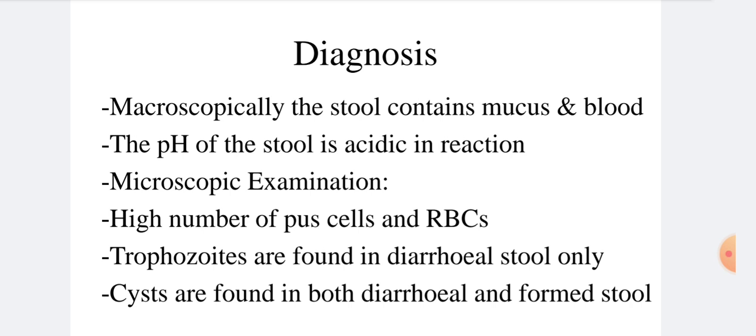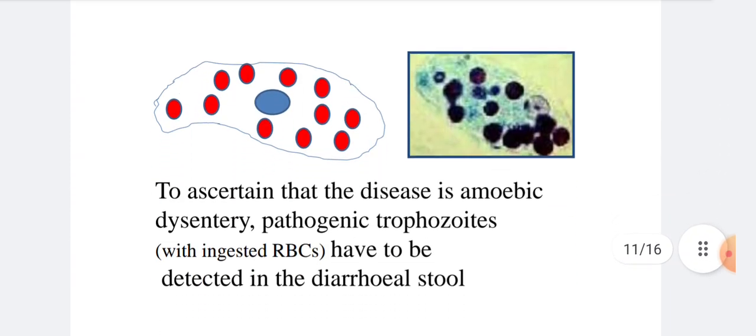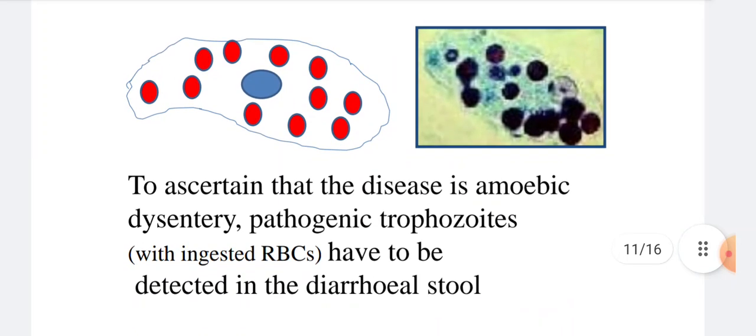Microscopic examination of the stool, there will be high number of pus cells and red blood cells. Trophozoites are found in the aerial stool only. Cysts are found in both the aerial and formed stool. To ascertain, to make sure that the disease is amoebic dysentery, pathogenic trophozoites, that is to say with ingested red blood cells, have to be detected in the aerial stool.